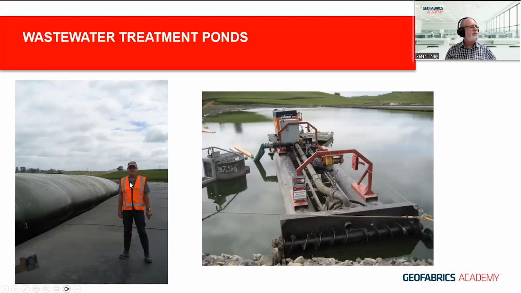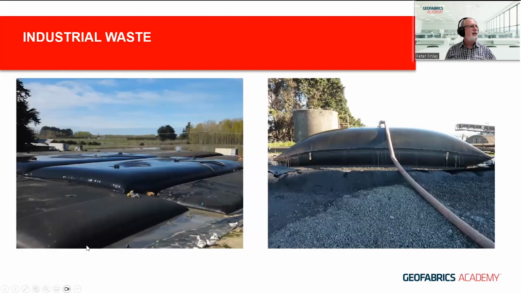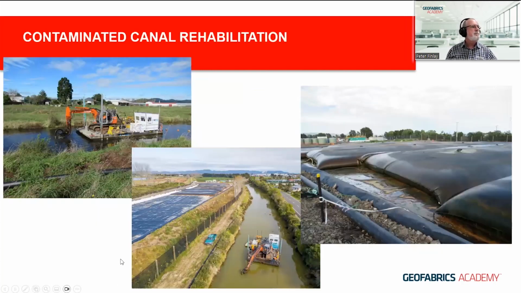Wastewater treatment plants, a cutter suction dredge. A young fella there who doesn't have a white beard, but is very confident standing on a geotube that's been pumped to 2.7 meters high and now settling nicely. Industrial sites. This is a wood processing wastewater treatment sludge. This is a sand washing sludge material being pumped in here.